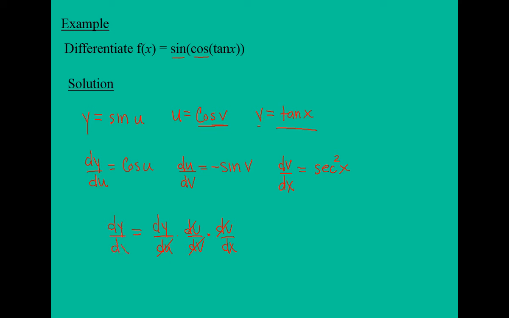Now, to find dy/dx, we do multiply these three together. And you can see if we multiply these three together, we'd have cosine of u, but u is cosine of v. Well, but v is tangent of x. So you can see we're getting what we got in the last technique. Now, du/dv would be negative sine of v, but v is tangent of x. And then we'd have times dv/dx, which is just secant squared x. So you can see we get the same thing.